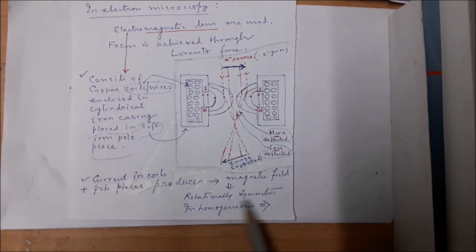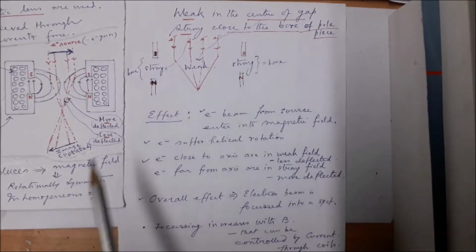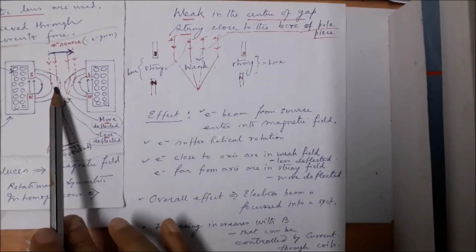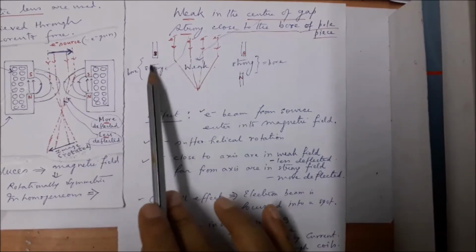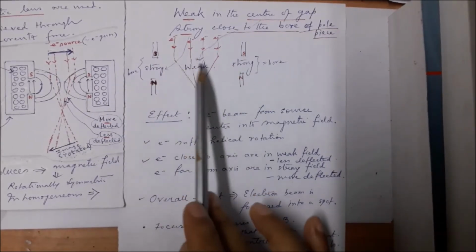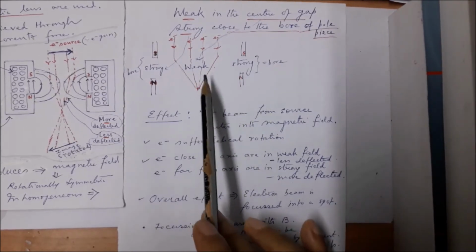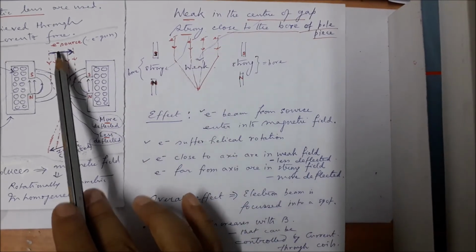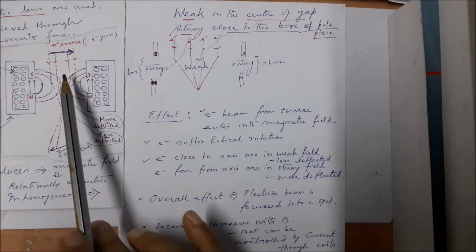Now the magnetic field that is produced by the coil and the pole pieces has the following characteristics. It is rotationally symmetric, and most importantly it is inhomogeneous. Now, inhomogeneity is because the B field is weak at the center and strong close to the bore of the pole pieces. So here it is strong and weak at the center. Now what is the effect of this inhomogeneous field? The electron beam from source enters into this magnetic field and suffers helical motion.